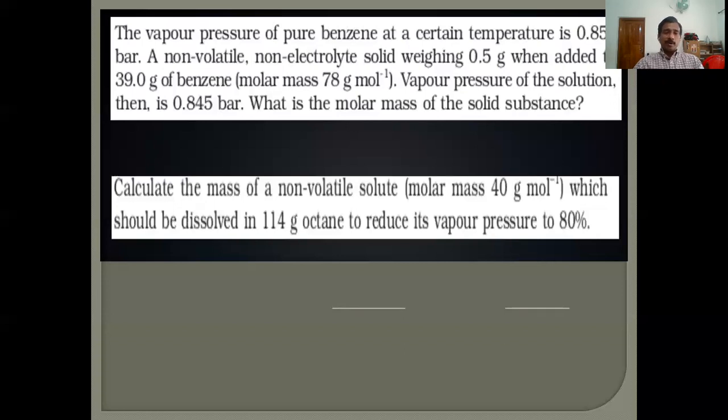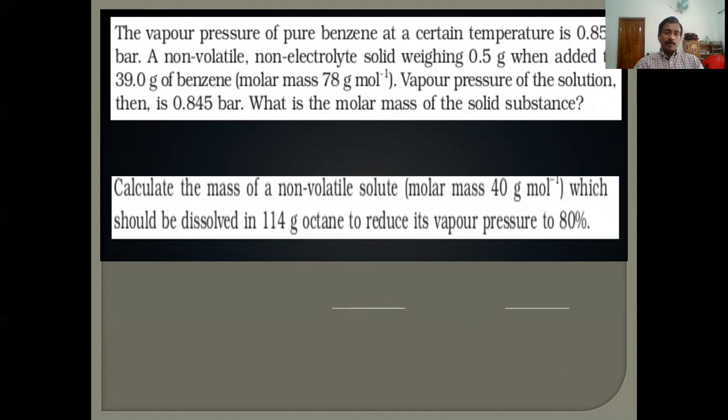Two problems, you can see two problems here. The vapor pressure of pure benzene at a certain temperature is 0.850 bar. A non-volatile, non-electrolyte solid weighing 0.5 gram when added to 39 gram of benzene, molar mass 78 gram per mole. Vapor pressure of the solution is then 0.845 bar. What is the molar mass of the solid substance?